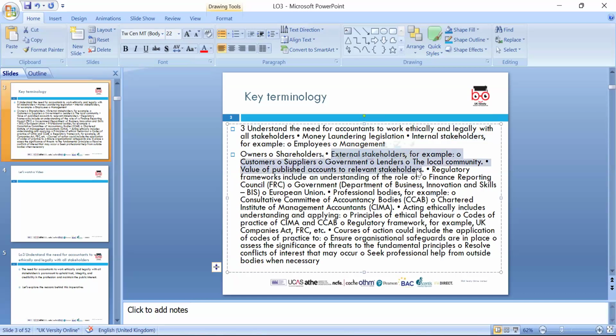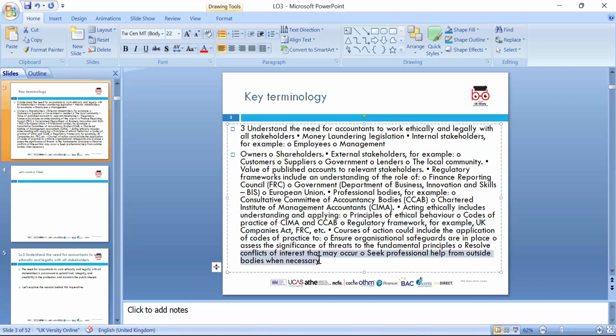HMRC wants a fair share of the tax, and we have regulatory bodies like the Financial Reporting Council. We have to follow those standards. We have the Consultative Committee of Accountancy Bodies, and the Chartered Institute of Management Accountants, which is CIMA. We have a code of practice and a combined code, so we have to look at the regulatory framework and financial reporting. These are all the codes of action, the application of the code of ethics, and we have to look at the fundamentals to reduce conflict of interest.